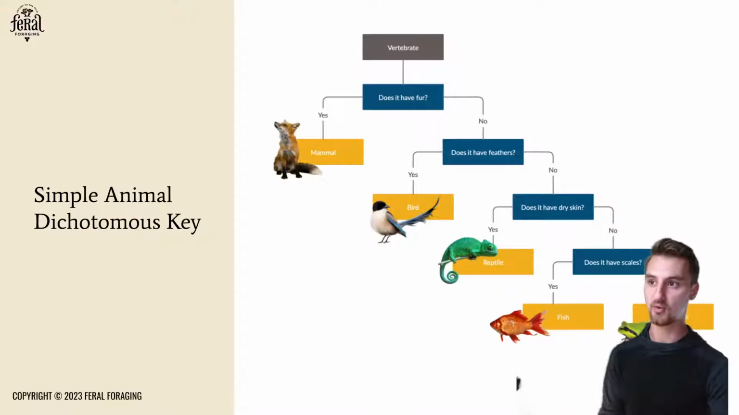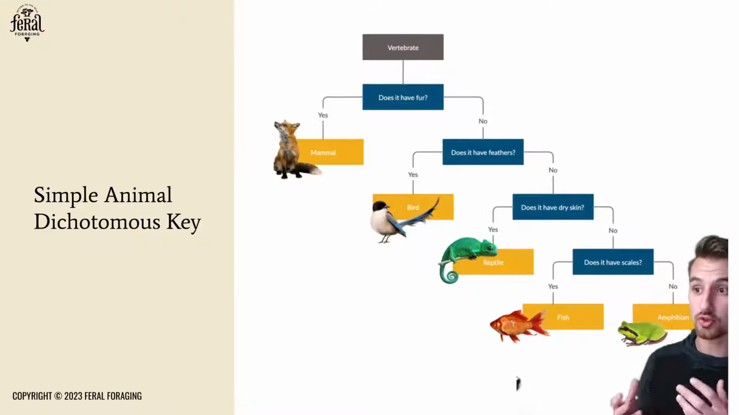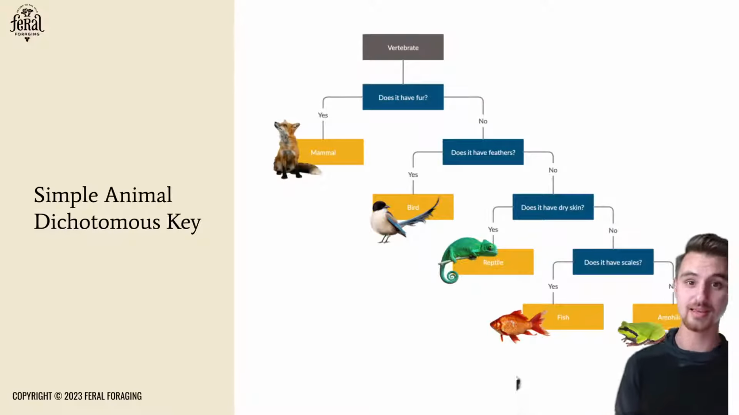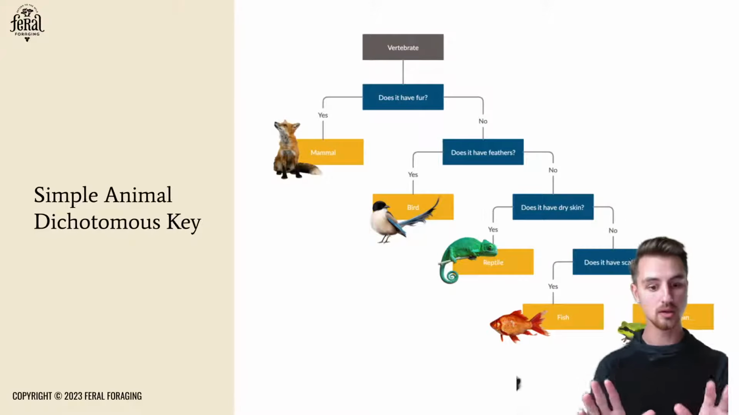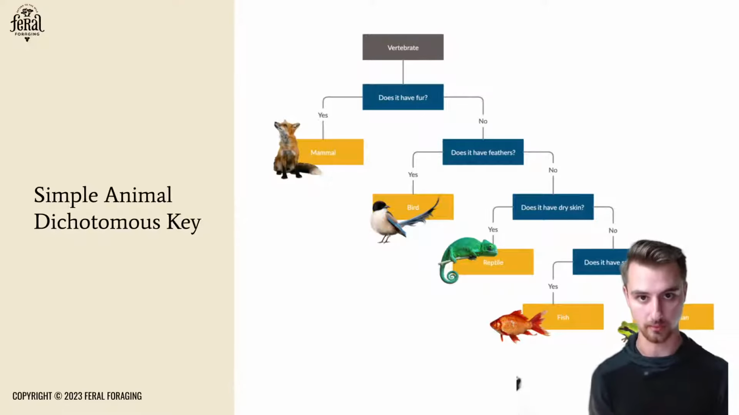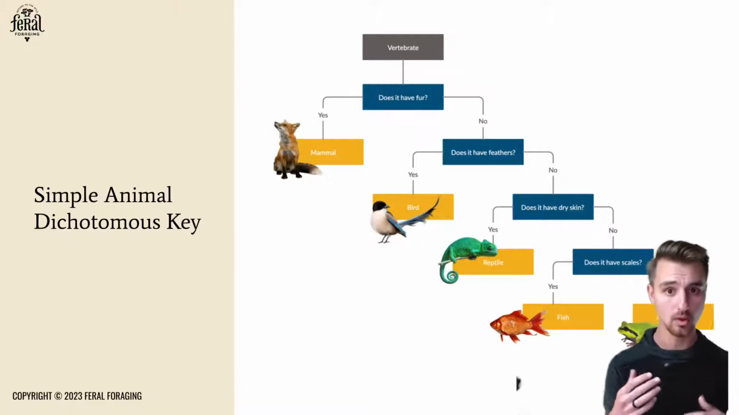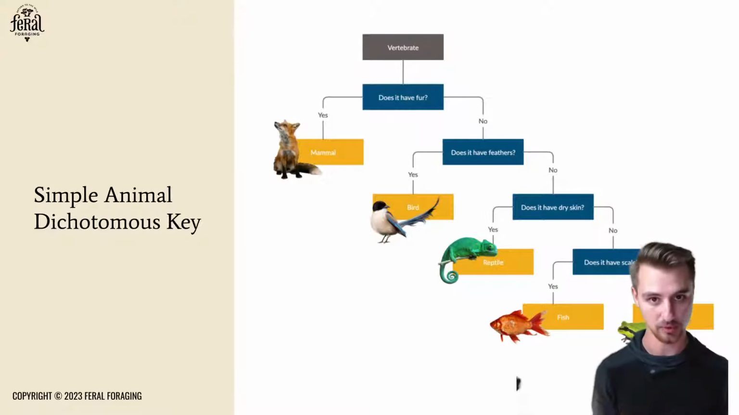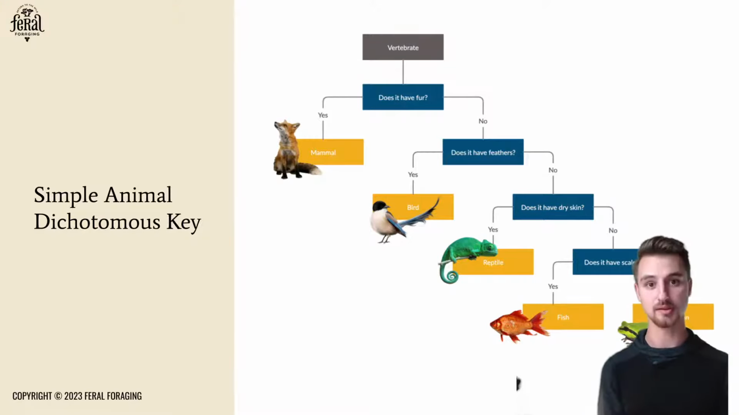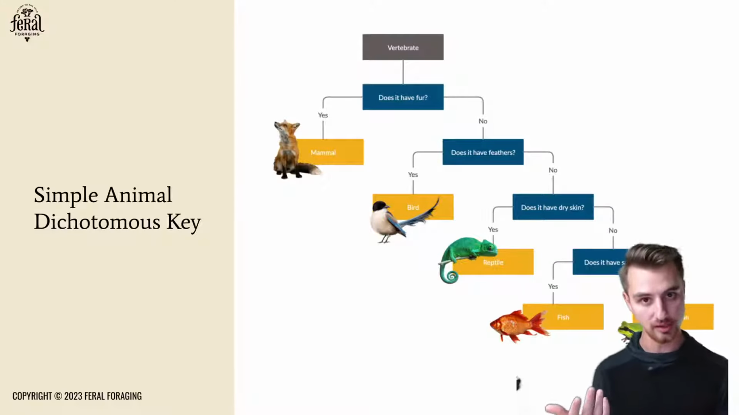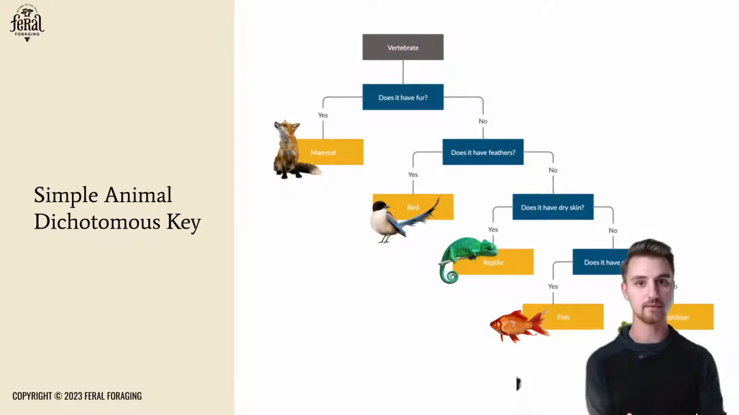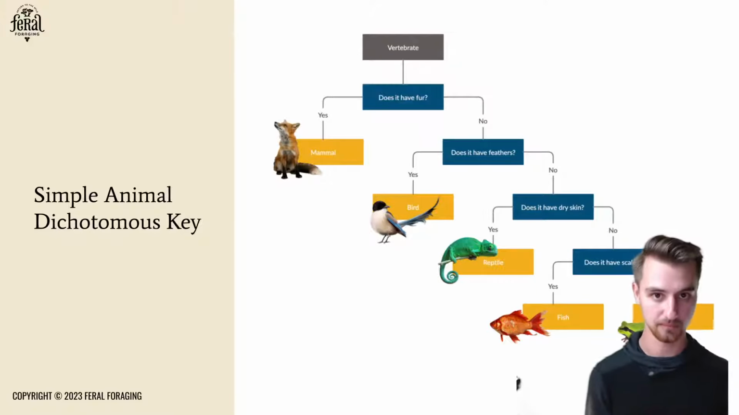key. Now, let me know in the chat if you have ever used a dichotomous key before, or if you know what a dichotomous key is, okay? Here is a very simplified version of one, right? So this is a dichotomous key for animals. And what this really is, it's a series of questions with each question having a yes or no answer, true or false, right? So let's say that we have found some vertebrate animal, right?